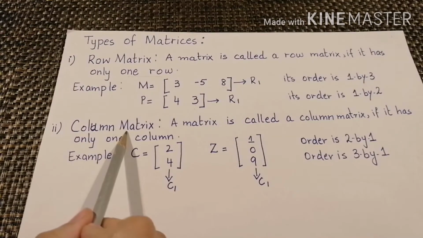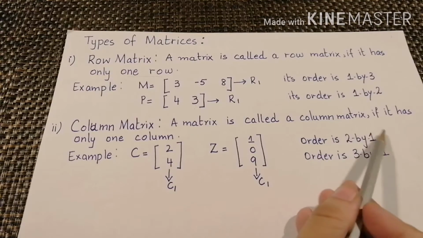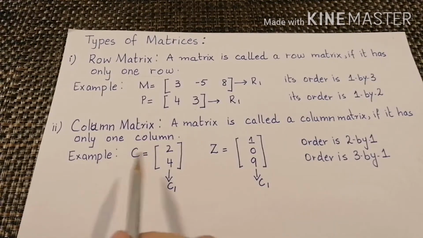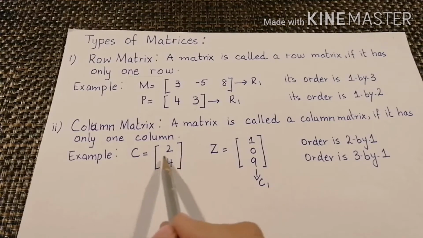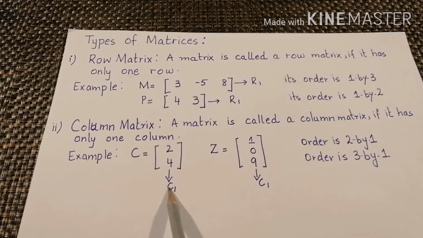Now, column matrix. A matrix is called a column matrix if it has only one column. For example, C is equal to [2, 4]. Now we can see that there is only one column. Its order is 2 by 1, two rows and one column.